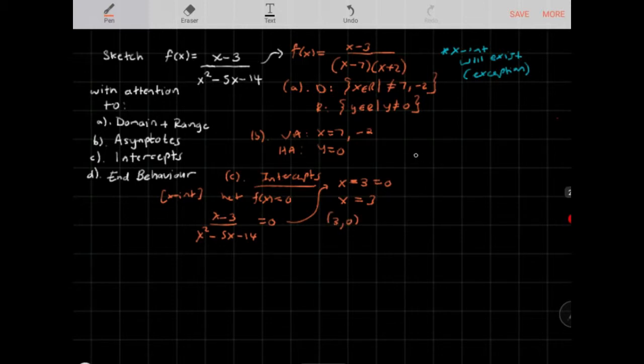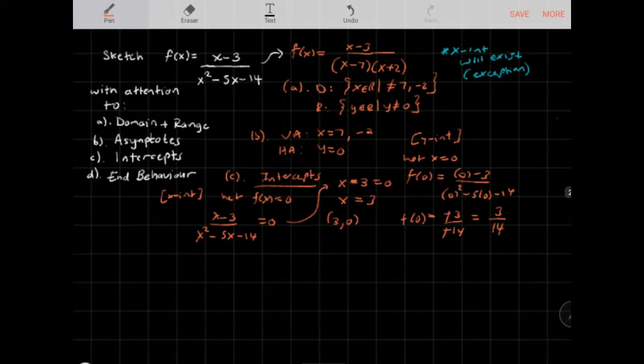Okay, so we can also find our y-intercept here. If I want to find my y-intercept, I'm going to let x equal 0. So f of 0 is equal to 0 minus 3 over 0 squared minus 5 times 0 minus 14. So we get -3 over -14, and the negatives cancel out. So f of 0 is 3 over 14. So it's slightly less than 1 here.